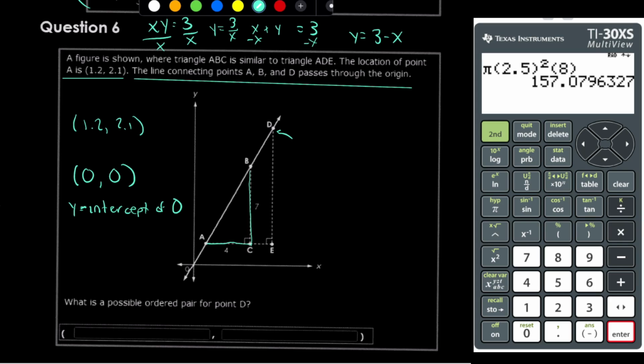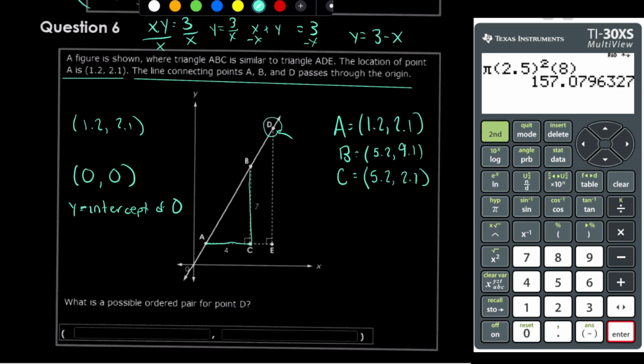So if A is at 1.2, 2.1, C would be 4 away, right? Which would be at 5.2, 2.1. And then B would be 7 up from C, which would be 5.2, 9.1. Okay, so they're asking you what any point could be for D.